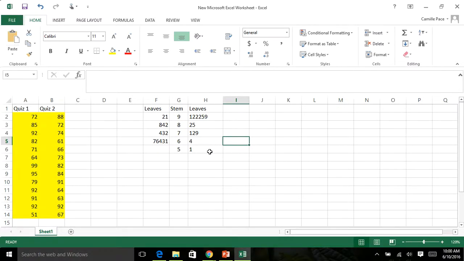They were created when statistics first started, before computers and calculators, to show the shape of the graph so you could quickly see what was going on with your data.